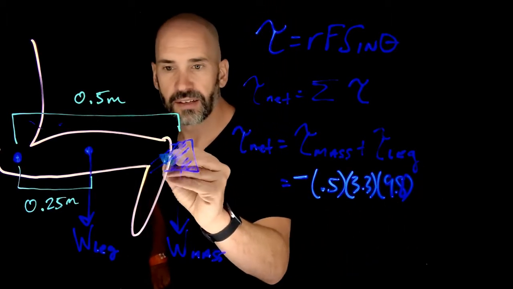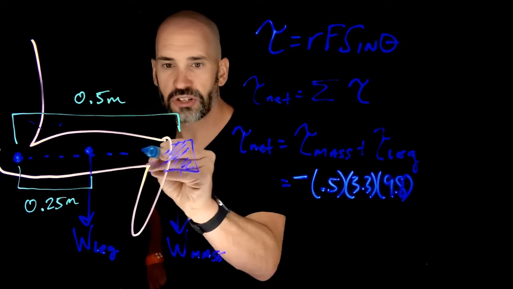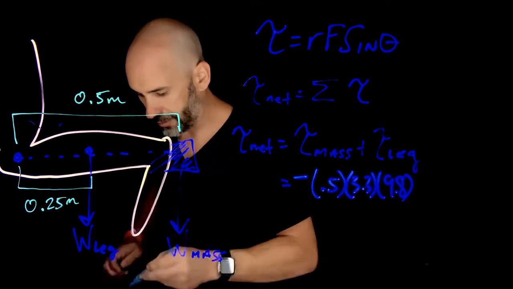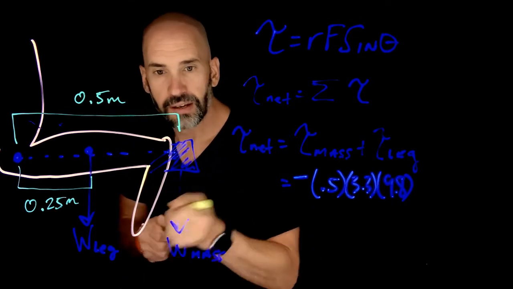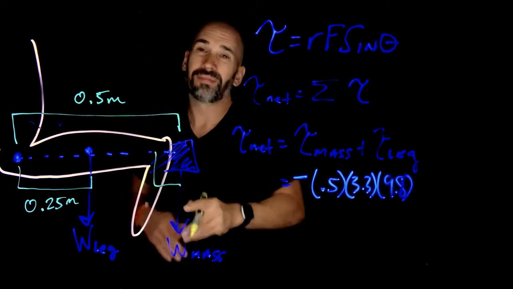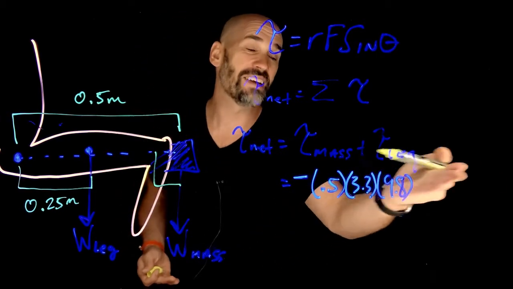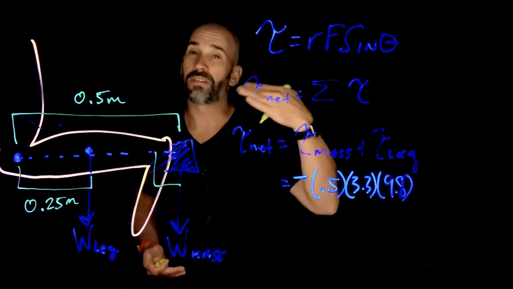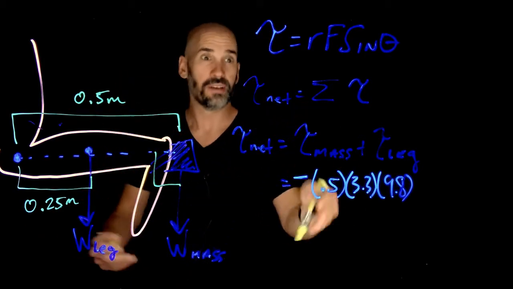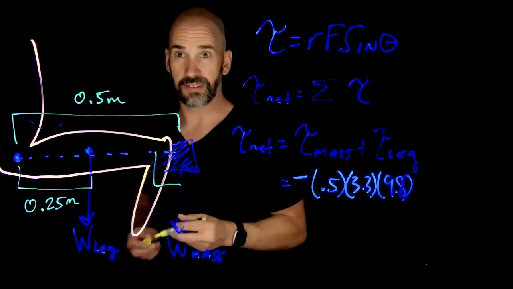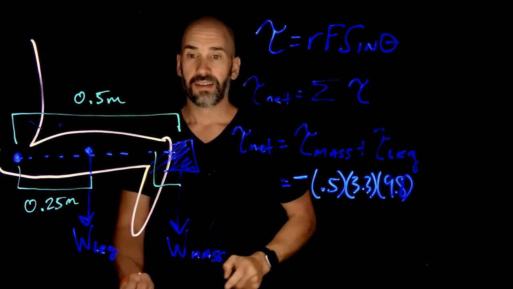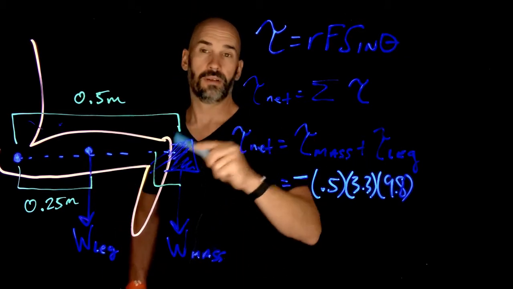And notice, here is the axis of rotation, and the force is going straight down. So what angle is that? 90 degrees. So there'd be a sine of 90 there, but we don't even have to put that because sine of 90 we know is 1. So this is 1 for this case. Okay? All right. We have our first torque.